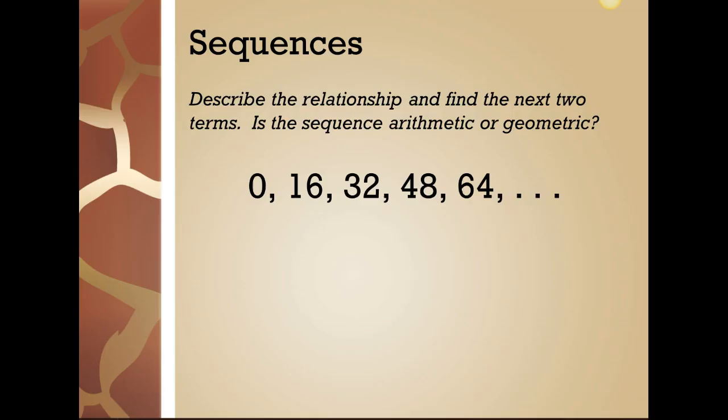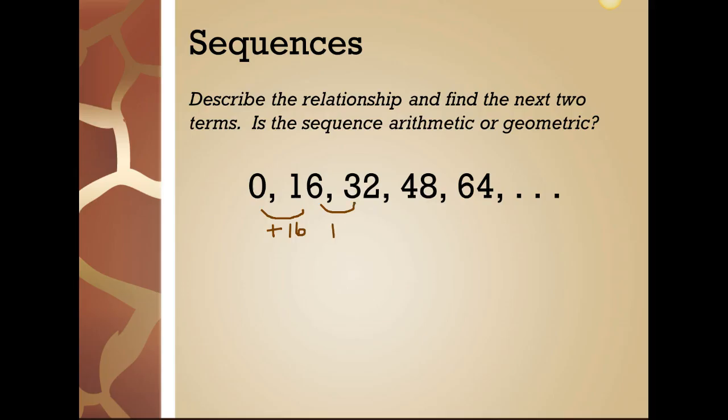In our first problem, we're going to describe the relationship and find the next two terms in this sequence. Then we will determine if the sequence is arithmetic or geometric. In order to describe the relationship, we have to figure out what is happening from term to term. We start with 0 and then the next term is 16. Since the value is increasing, we would look for addition or multiplication. We know we can't multiply 0 times anything and get a bigger value, so the best bet here is addition. To get from 0 to 16, that means we will add 16.